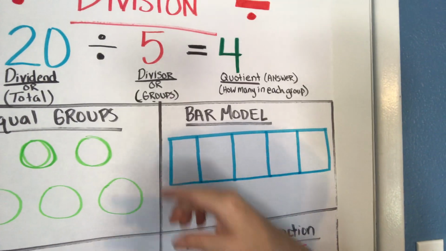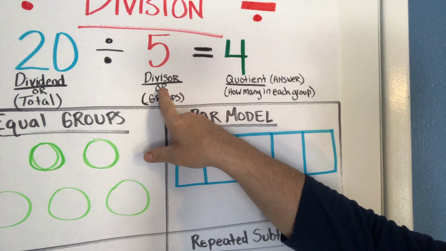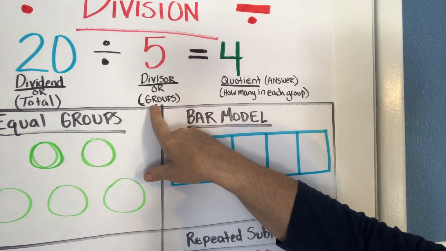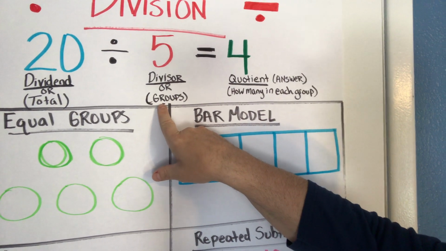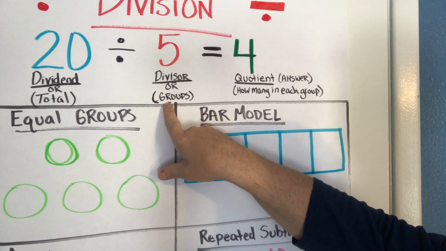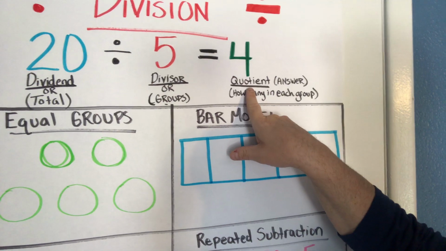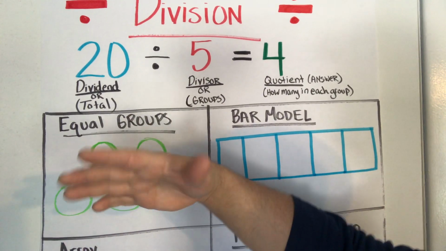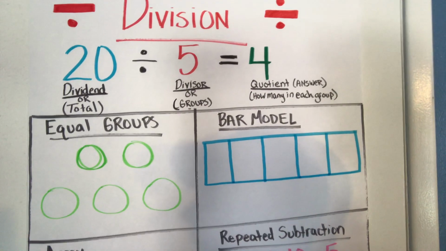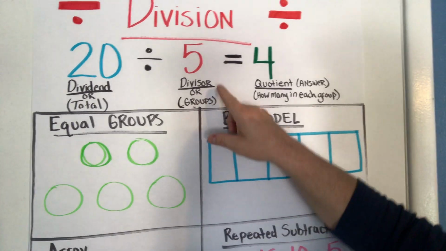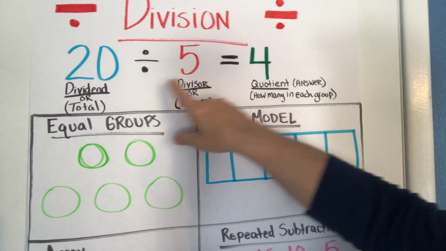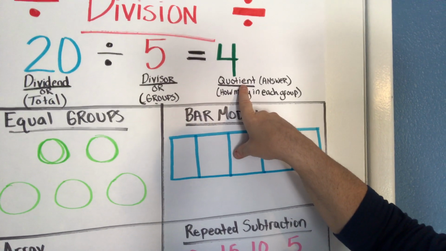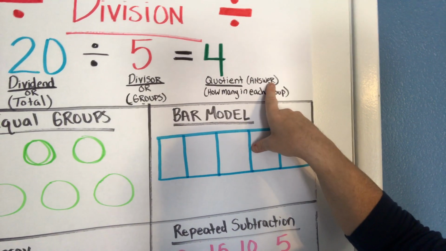Then we've got the number called the divisor, and the divisor is groups. I hope this is not backwards in the filming. And then we've got our quotient, which is basically the answer. So we've got our dividend, which is the number that we're trying to divvy out or divide out. We've got the divisor, the amount of groups we're going to put all these in. And then we've got the quotient, which is just a fancy word for answer.